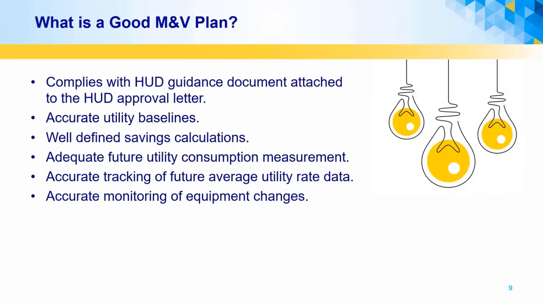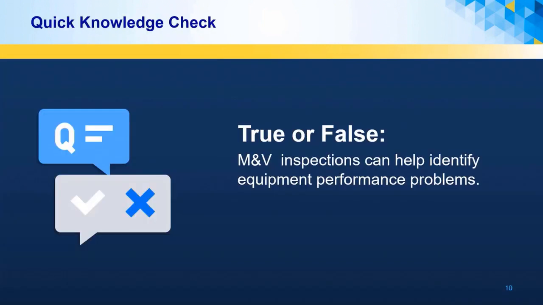Features that define a good M&V plan are the utility baselines have been accurately defined and approved by HUD. Savings calculations are well defined and approved by HUD. Existing equipment and the proposed changes to that equipment have been completely described. A strategy for monitoring significant changes to equipment over time is defined, and methods for measuring the changes in utility consumption and utility costs are clearly defined.